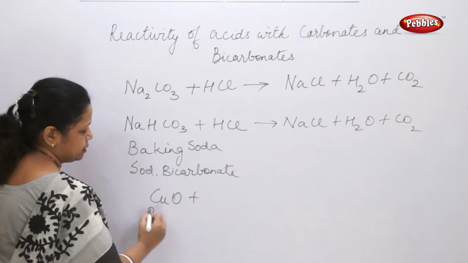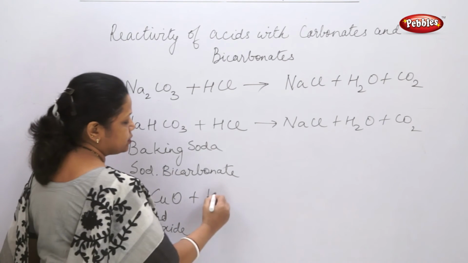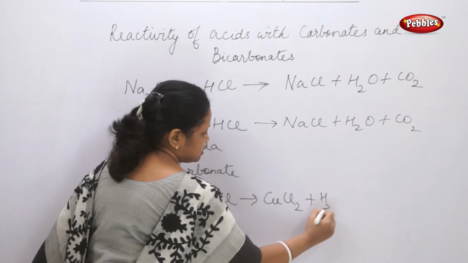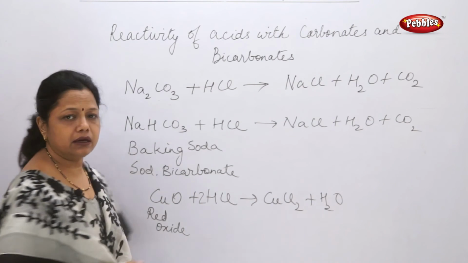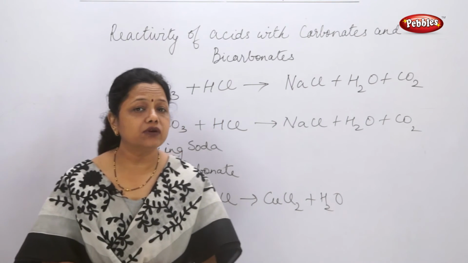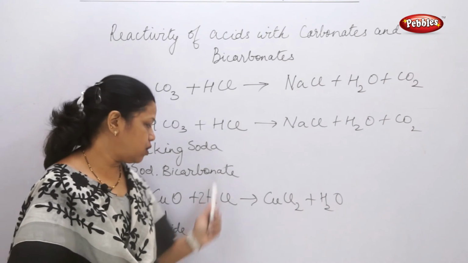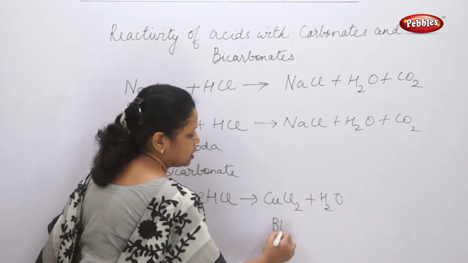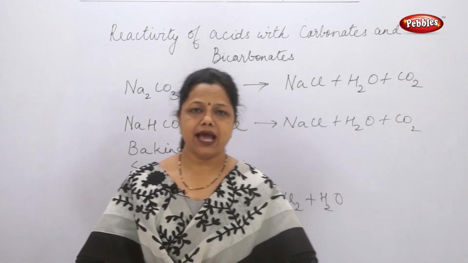CuO is the red oxide, or I can say copper oxide. It reacts with HCl forming CuCl2 plus H2O. So this is the reaction and we can balance it by writing here 2. Here the red oxide changes to blue color. So what observation you will write? You will say that we observe that a salt is formed along with the change in the color. Here the red color was there and here blue color will appear. And this is how the metal oxide reacts with acids.